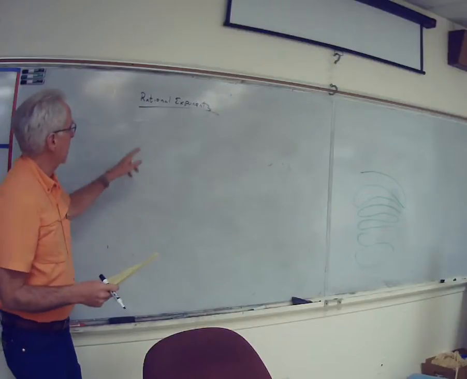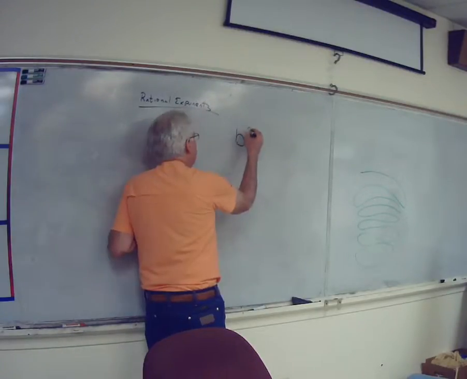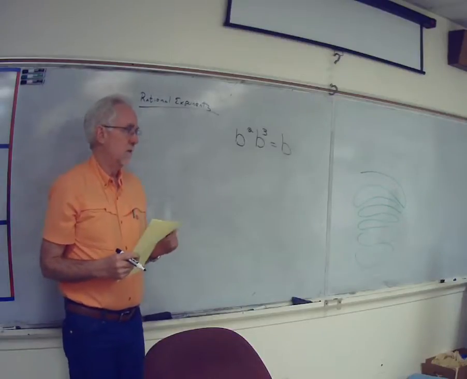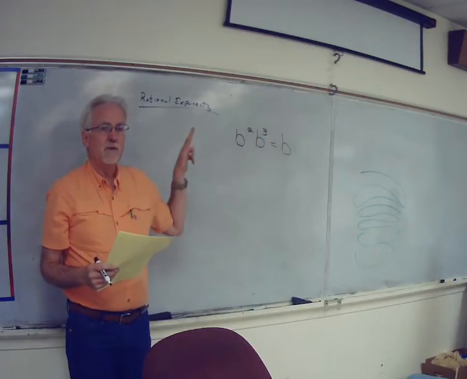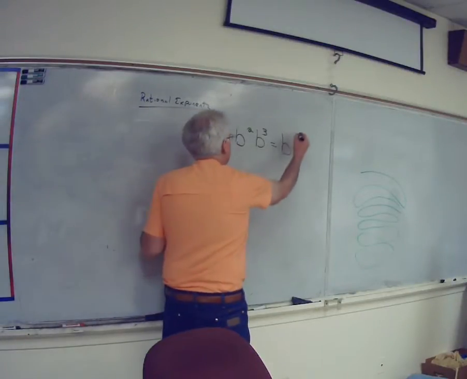Hey guys, we are going over rules about how we combine things. Like if I have b to the 2 times b to the 3, that would be b to the what? To the 5. What do we do when we multiply terms? What happens to their exponents? They add them. So that's b to the 5th.